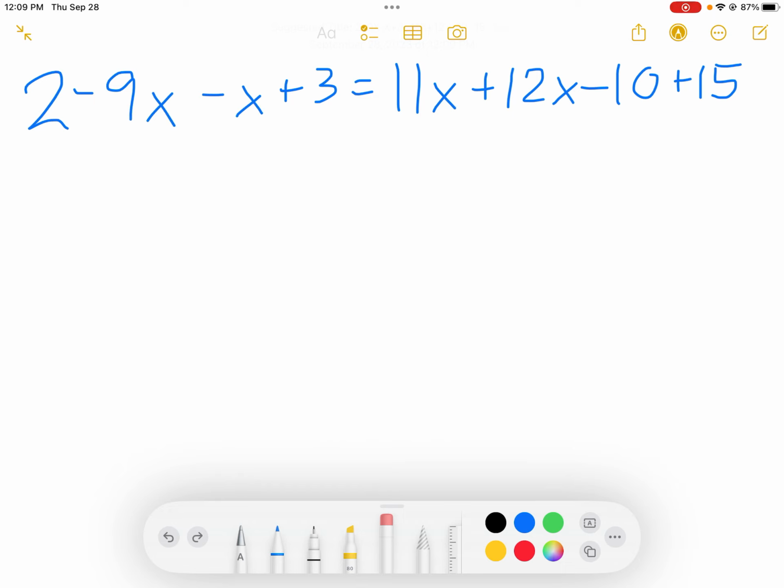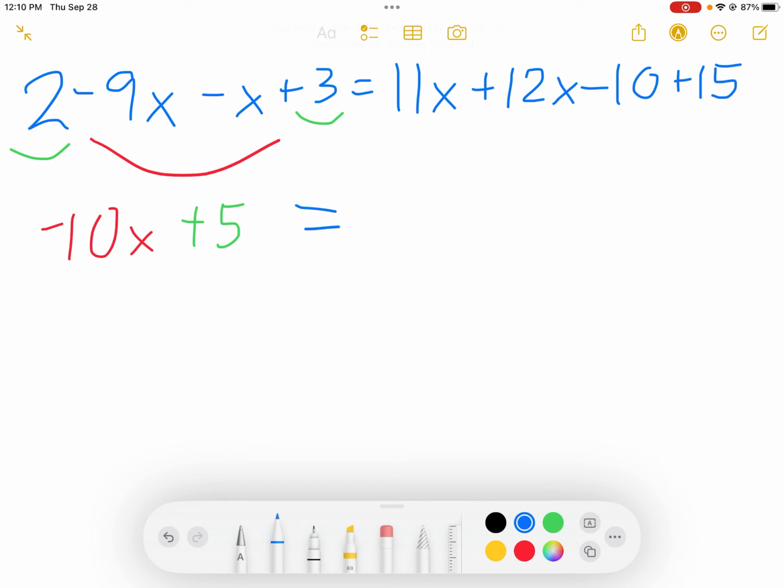These terms in red, which we can combine together because they're both x terms. Remember that x is just 1x. So this is minus 1x. Negative 9x minus 1x. We combine those together into negative 10x. And then in green here, I see two constant terms that I can combine together, and that will give me plus 5. Negative 10x plus 5 equals sign.